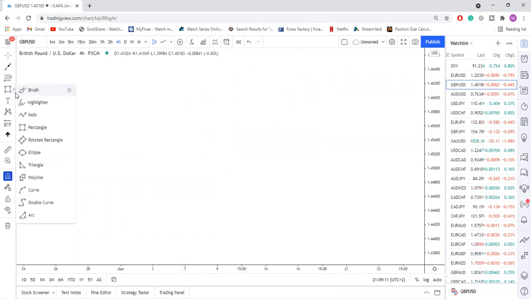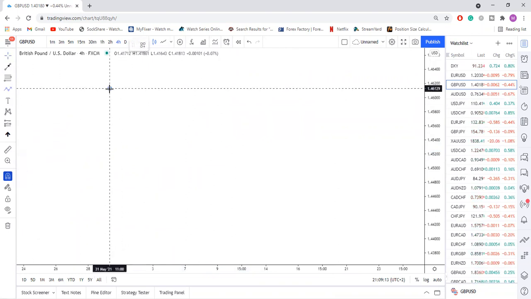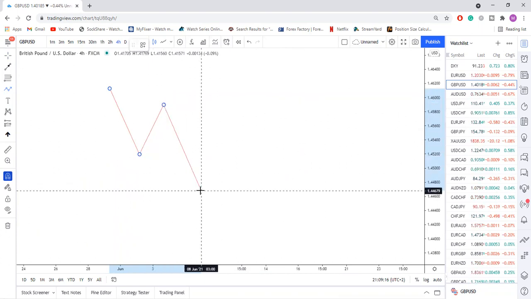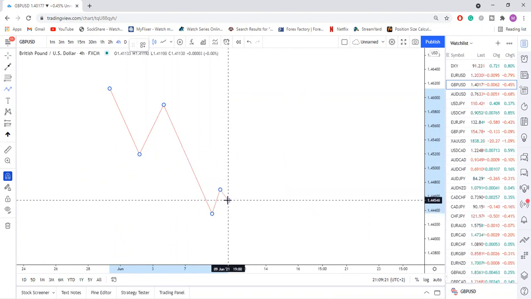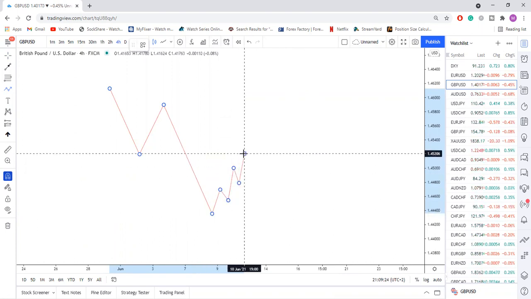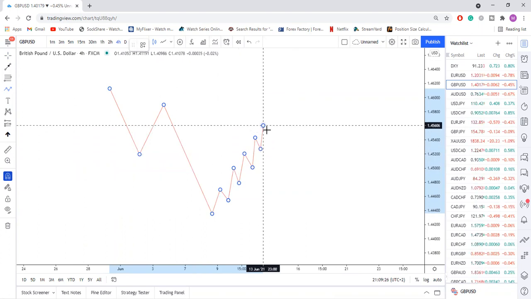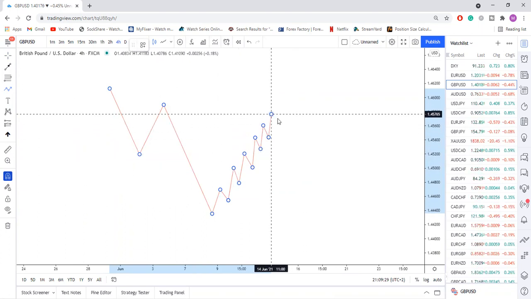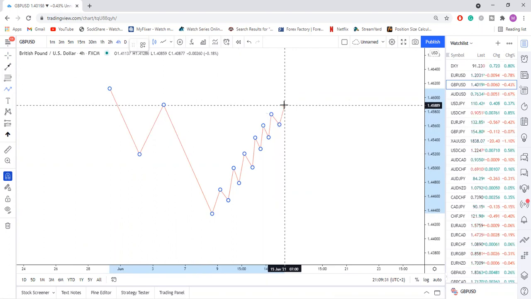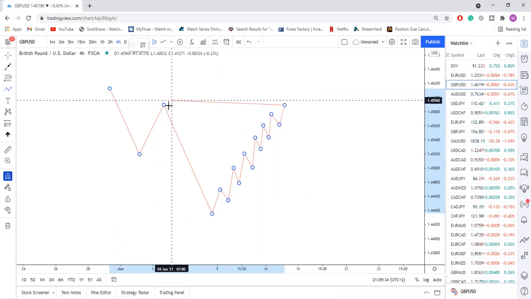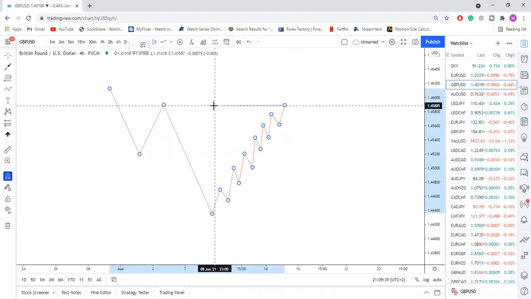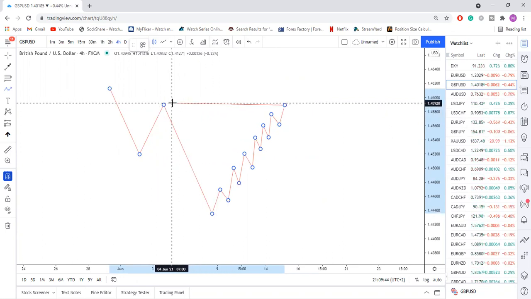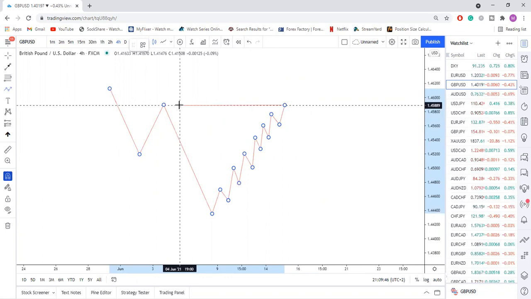Okay, so we have, let me get this, we have the bear structure. Okay, and now we have the complex pullback. We have the complex pullback right into here, into that area right here, which is our lower high, and this is now a double top within a downtrend, guys. Let me leave a little bit of a nugget. This is a double top within a downtrend.